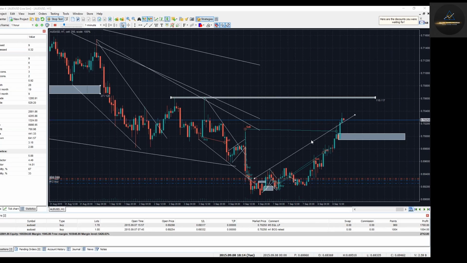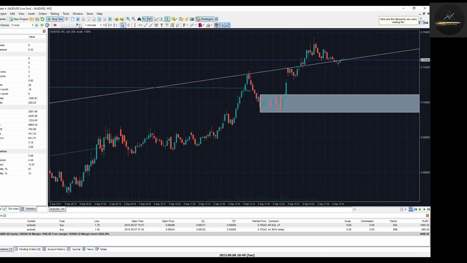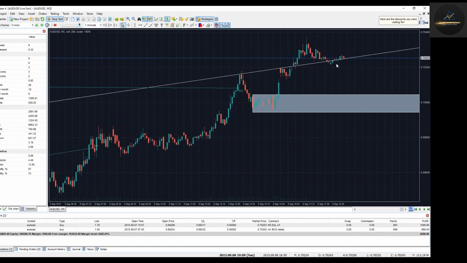Okay. So let's speed it up because we're not really seeing anything. If I zoom in, you can see it's pretty quick on the M1.